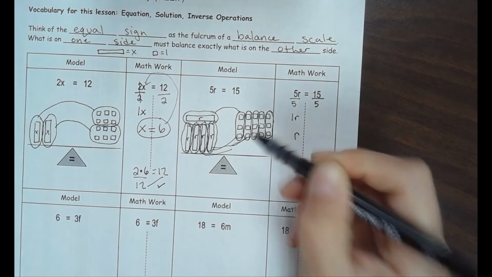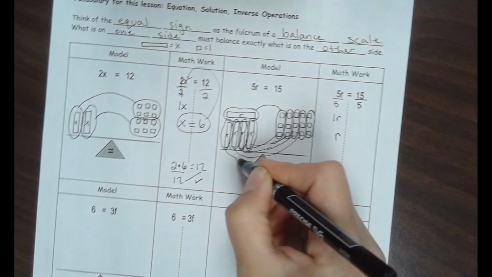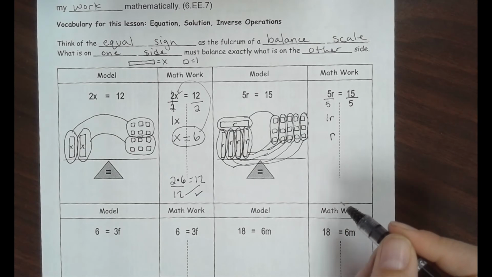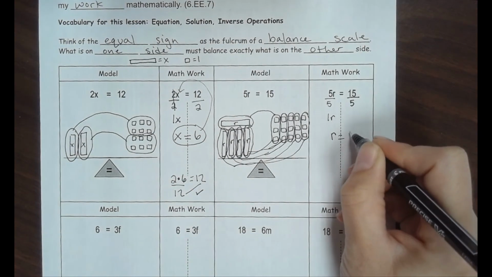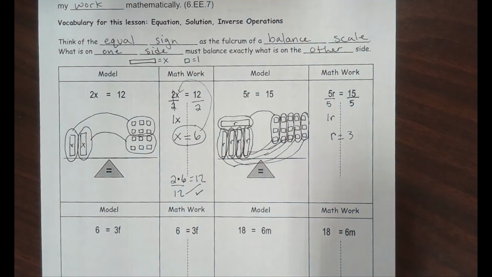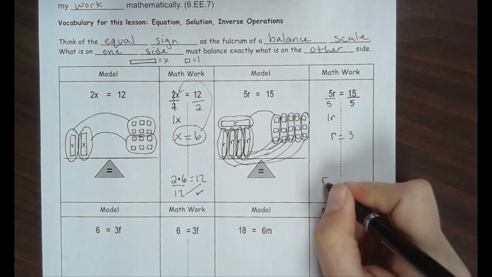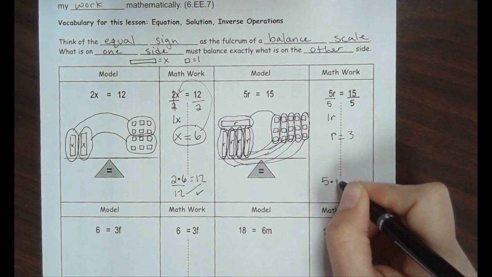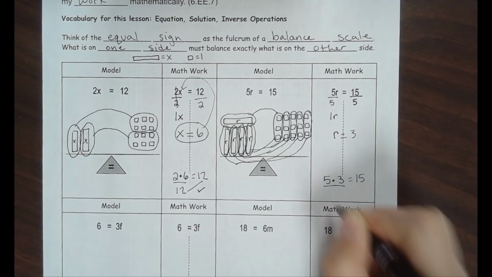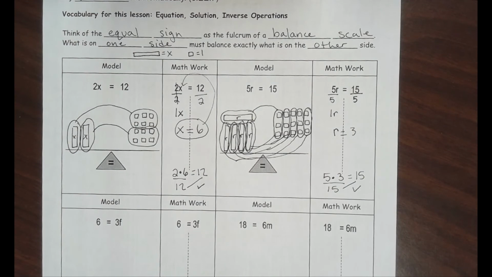That would be over there. So each one of those ties with one of those groups. So R is equal to 3. 15 divided by 5 is 3. You can see my work. You can see my drawing. Let's prove that it works mathematically by plugging it back in. 5 times R, which is 3, should equal 15. I know my times tables, and 5 times 3 is 15. Those are equal to each other.